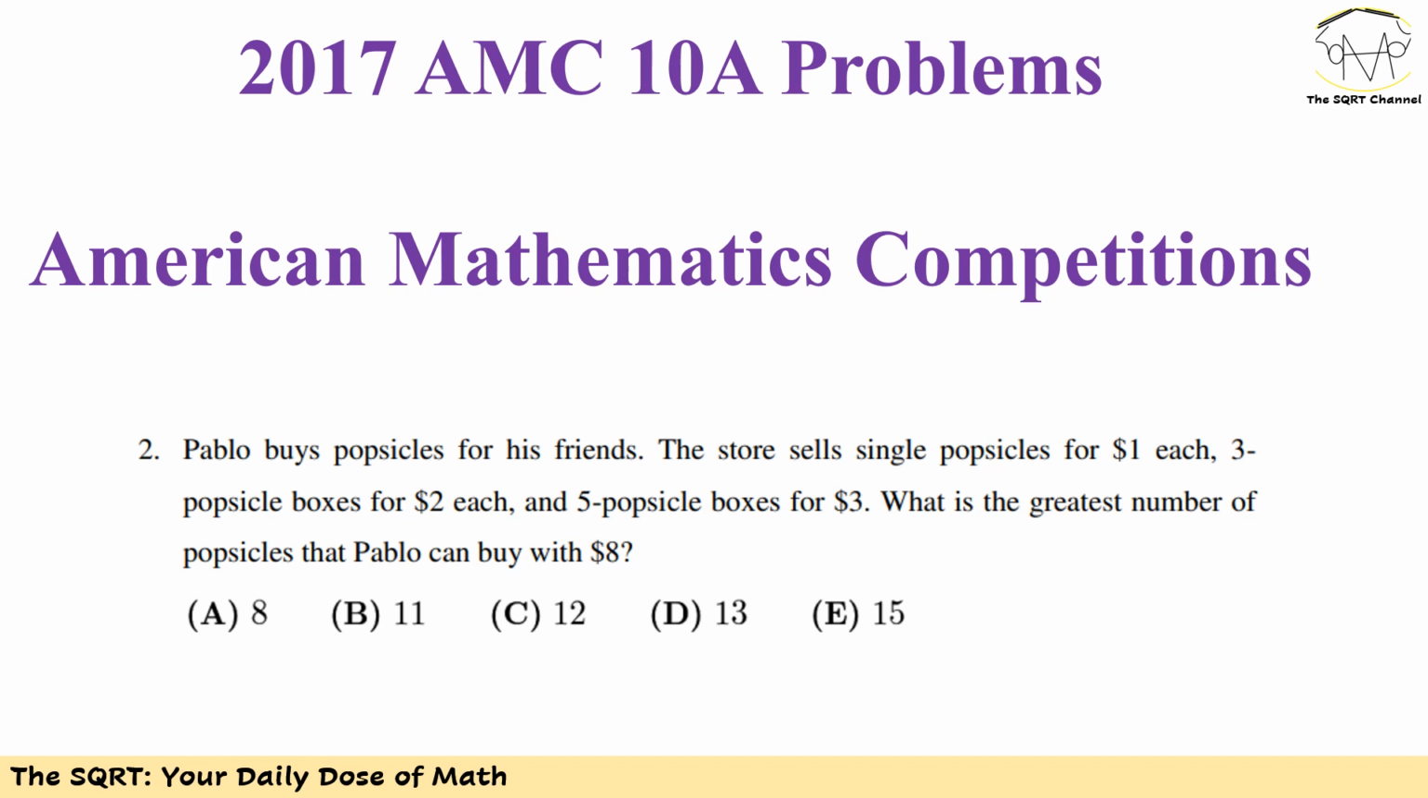For problem number 2, we have Pablo buys popsicles for his friends. The store sells single popsicles for $1 each, 3 popsicles in a box for $2, and then 5 popsicle boxes for $3. What is the greatest number of popsicles Pablo can buy with just $8? Think about this problem, and I'm going to talk about the solution in a moment.